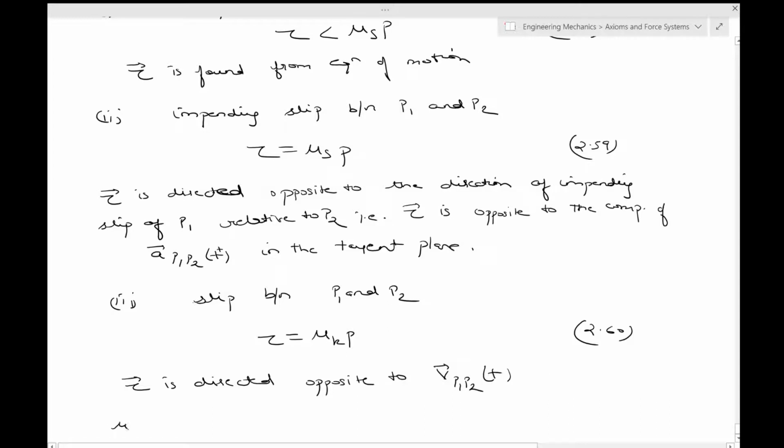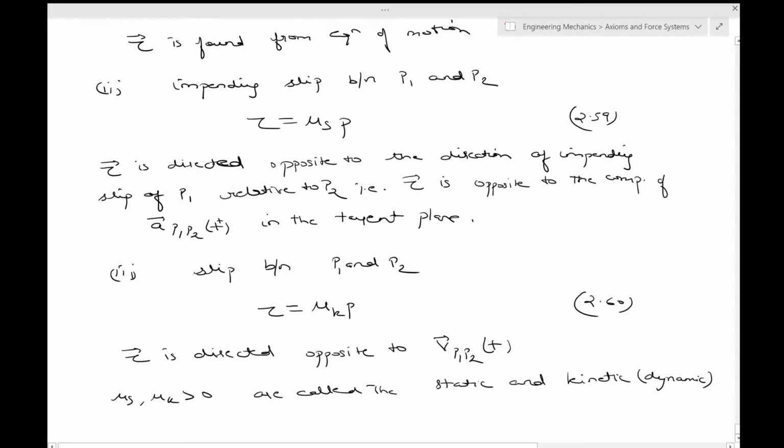okay, and mu s and mu k are both greater than 0, are called the static and kinetic. It's also called dynamic, but I'll just use the word kinetic coefficients of friction with mu k is smaller than mu s.